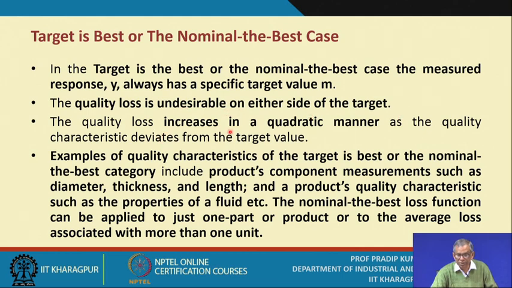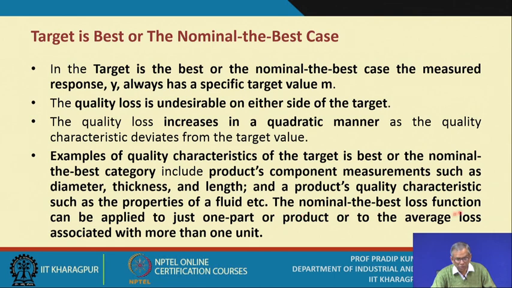The quality loss increases in a quadratic manner as the quality characteristic deviates from the target value. That is why it is referred to as a quadratic loss function. Now we are referring to examples of quality characteristics of the target-is-the-best or nominal-is-the-best category: a product's component measurements such as diameter, thickness, length, or a product's quality characteristics such as the properties of a fluid, etc.